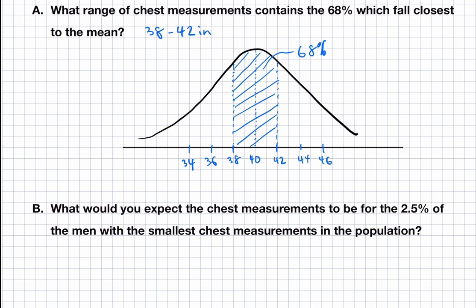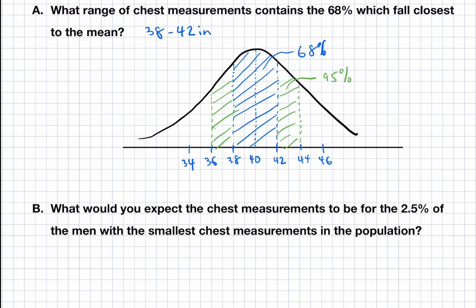Okay, so we know that if we went out to 2 standard deviations from the mean, so there'd be 1, 2, as well as 1, 2 in this direction. Okay, so if we included all of this, then we know that this area would be 95%.